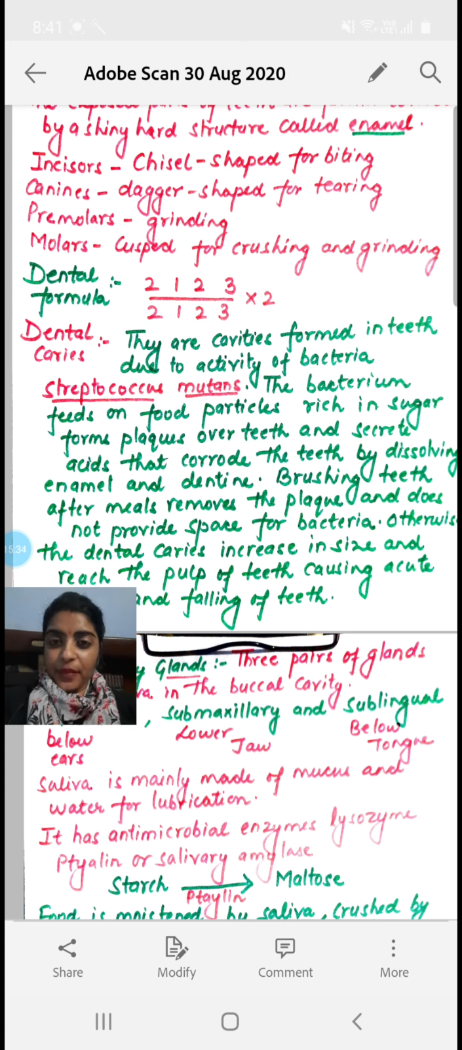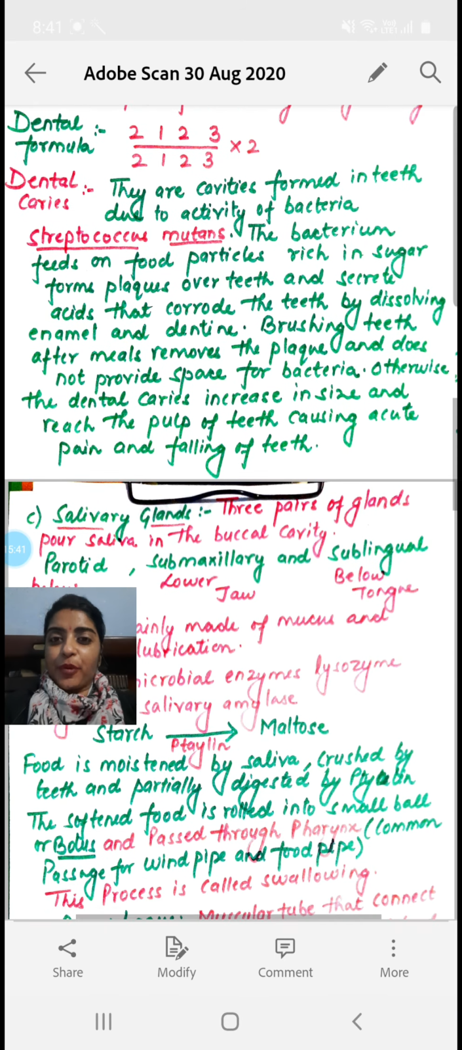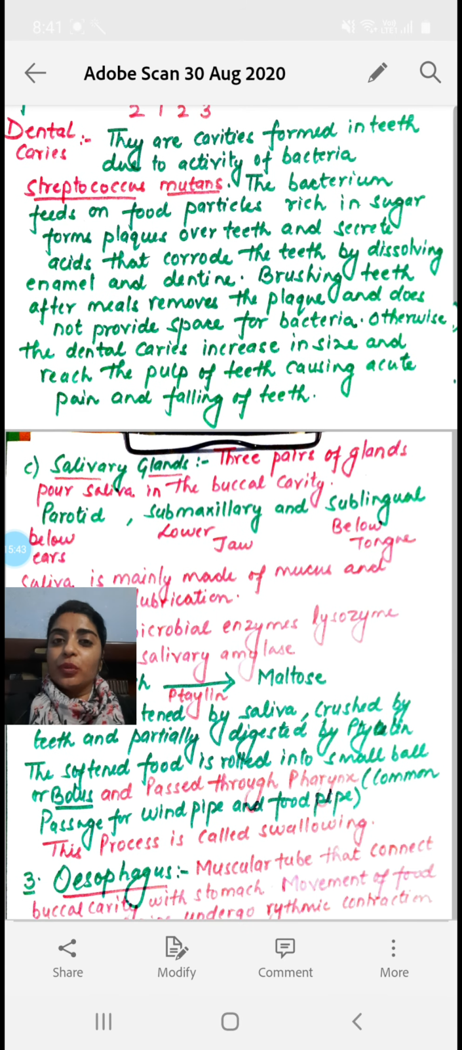Is that clear? Now we are all familiar with the term dental caries also. Dental caries is a kind of problem related to the tooth. In common words, हमने chemistry में भी tooth decay के बारे में पढ़ा हुआ है, the cavities that are produced in our teeth. They are the cavities formed in the teeth due to the activity of bacteria, and the name of the bacteria is Streptococcus mutans. This bacteria feeds basically on sugar food.